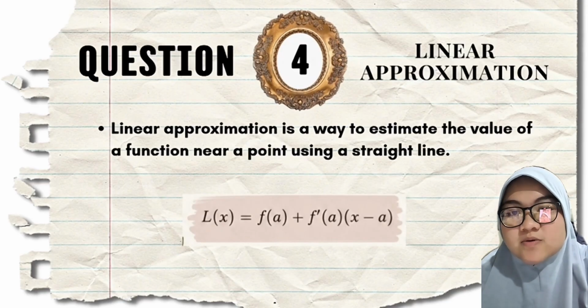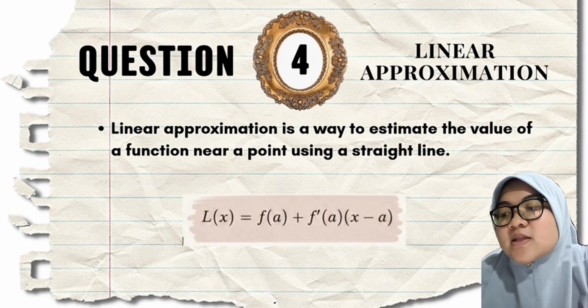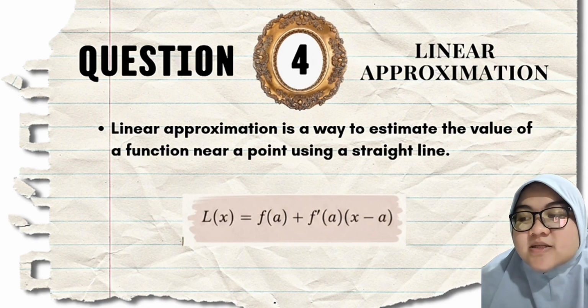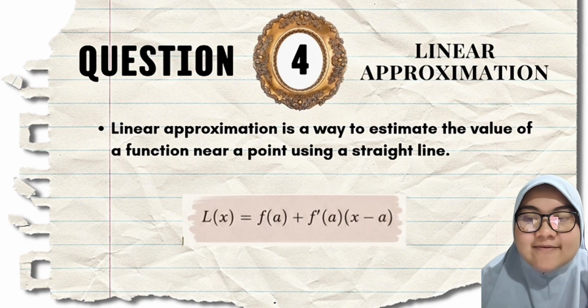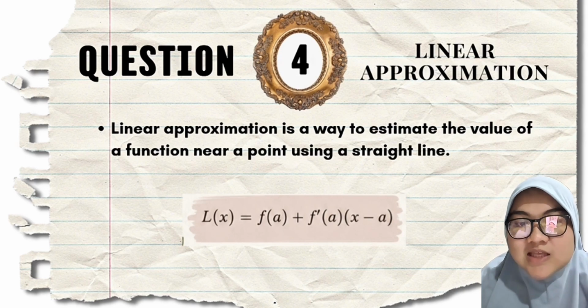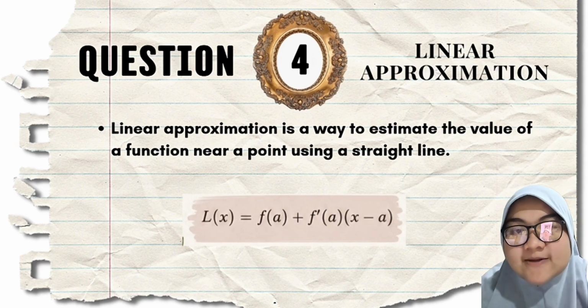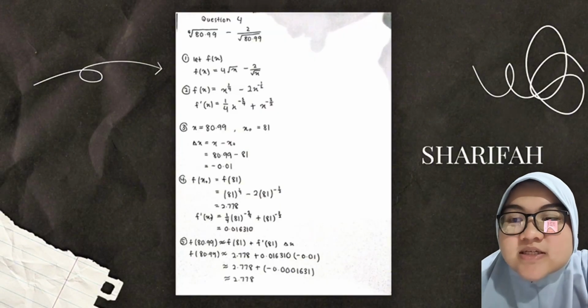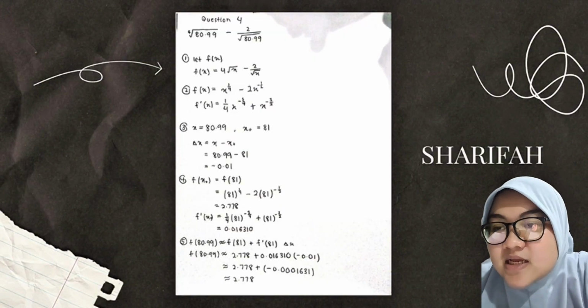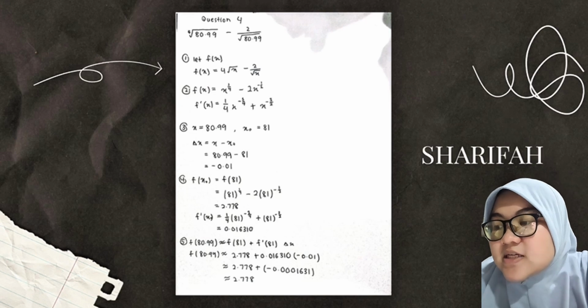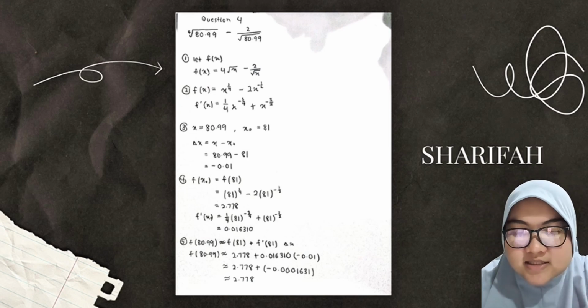Okay, so we go to question number 4. Question number 4 is about the linear approximation method. Linear approximation is a way to estimate the value of a function near a point using a straight line. So we go to the question, and step number 1 for the question: write the given expression of the question into a function to make differentiation easier.